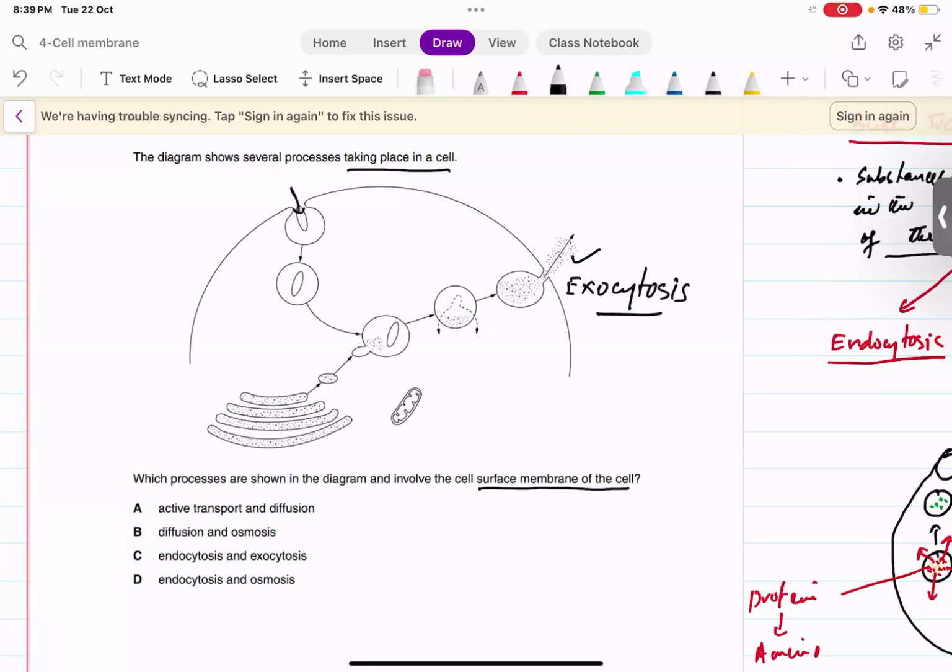And this is a foreign material being taken into the cell by inward folding of the cell membrane. So this is known as endocytosis. There is no movement through the phospholipid bilayer into or out of it, so it could not be diffusion, osmosis, or active transport. So this should be endocytosis and exocytosis. So C is the correct choice.